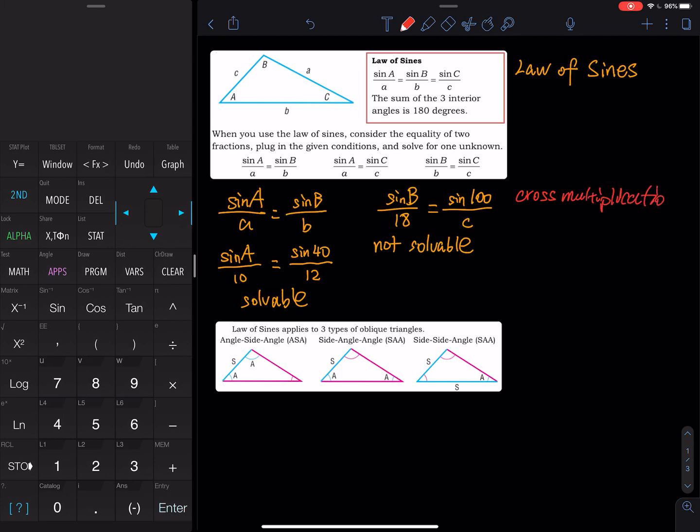Cross multiplication is easy. Basically you have a divided by b equals c divided by d. When you cross multiply like this, you have a times d equals b times c. And then you solve for the unknown. We are going to use this method a lot.